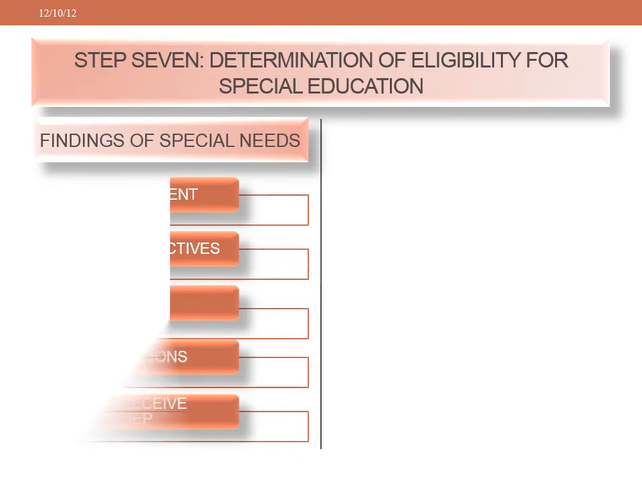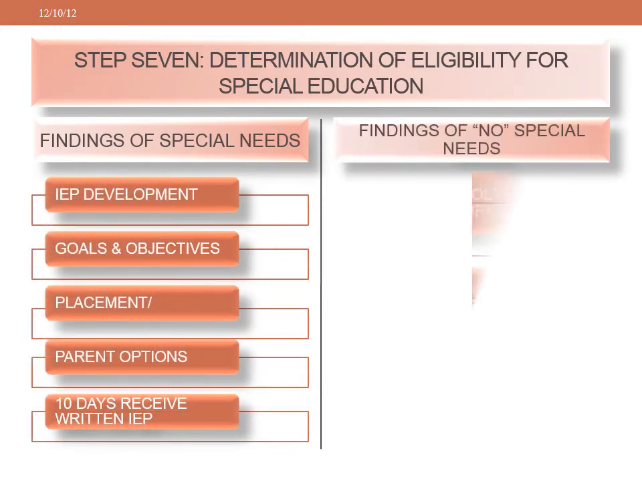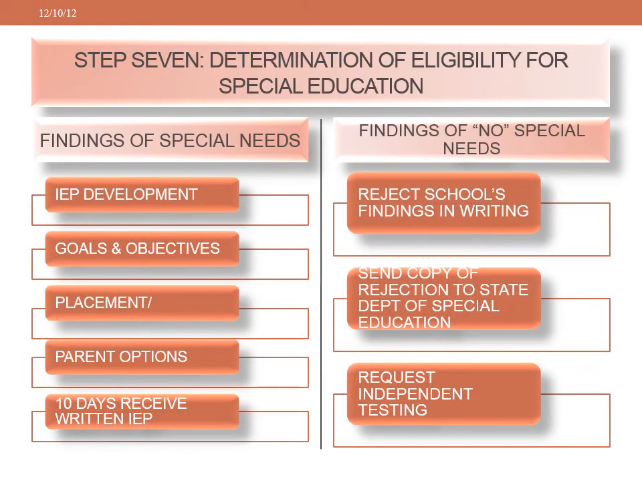Okay, so after they review the evaluations that you requested, that you got within 60 days, that you reviewed 48 hours before the team meeting, part of that team meeting is a determination of eligibility. The determination of eligibility is based on the evaluations and report cards and a whole bunch of other stuff, but for the most part, it's based on the valid and reliable, technically sound instruments that they used. So two things could happen at this meeting.